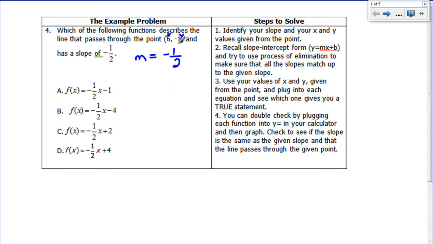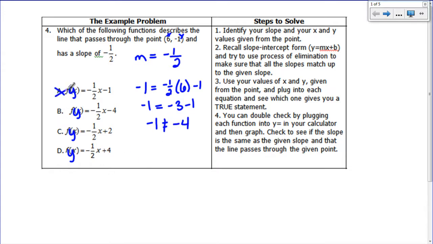So we're going to plug these points into our equation. Remember, f of x is the same thing as y. So these are all like saying y equals. I'm going to plug in what I know. y is -1. I have -1/2 times x, and in this case, x is 6, minus 1. We're going to simplify this and see what happens. So I have -1 is equal to, well, 1/2 of 6 is 3, so -1/2 of 6 is -3, minus 1. If I do that math, -3 minus 1, I get that -1 is equal to -4, which is not true, which means A is not my answer.